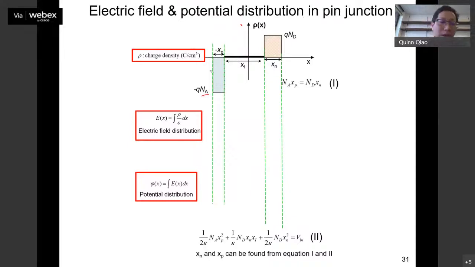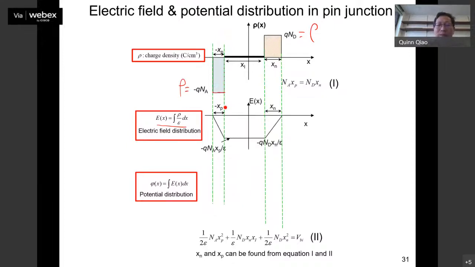Now we know the rho there. This is the rho, and this also is the rho. We know the rho, so we do the integration using this equation here: integration of rho divided by epsilon. Epsilon is a constant. And since this one is flat, it's constant, so it will be just this value times x_p. So that's what you see there. The electric field will slowly increase.